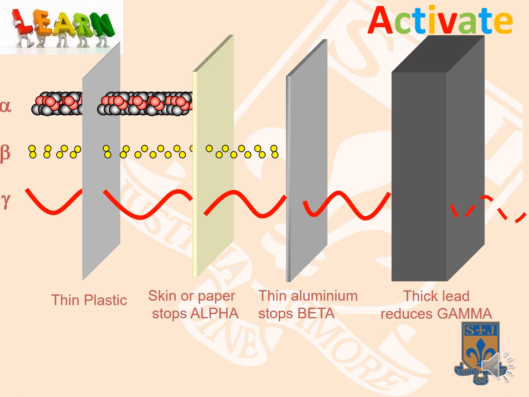When we take each type of radioactive material, we can see that they are different sizes and have different properties.